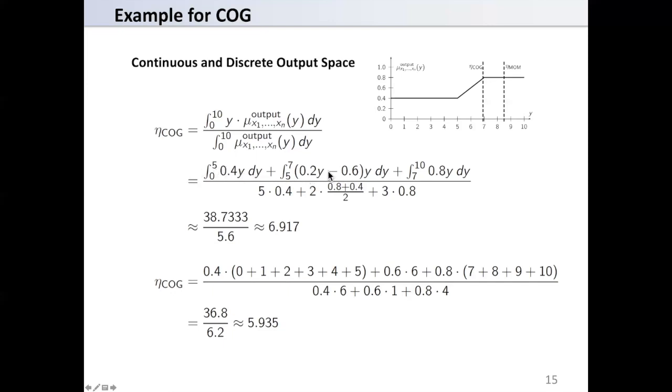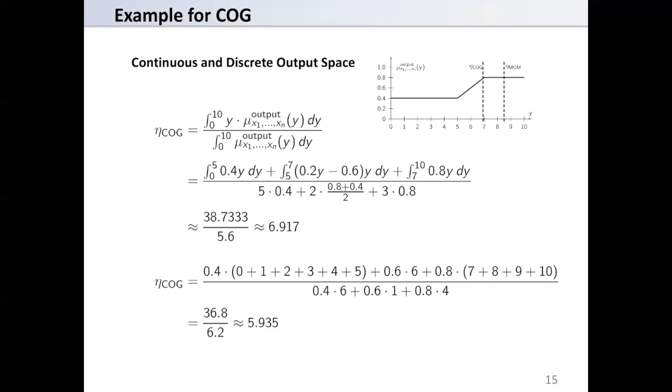The integral for the numerator, when calculated, is approximately equal to 38.7, and this denominator is 5.6, and the result is approximately 6.9. That means that here we have the center of gravity calculated for the continuous case.